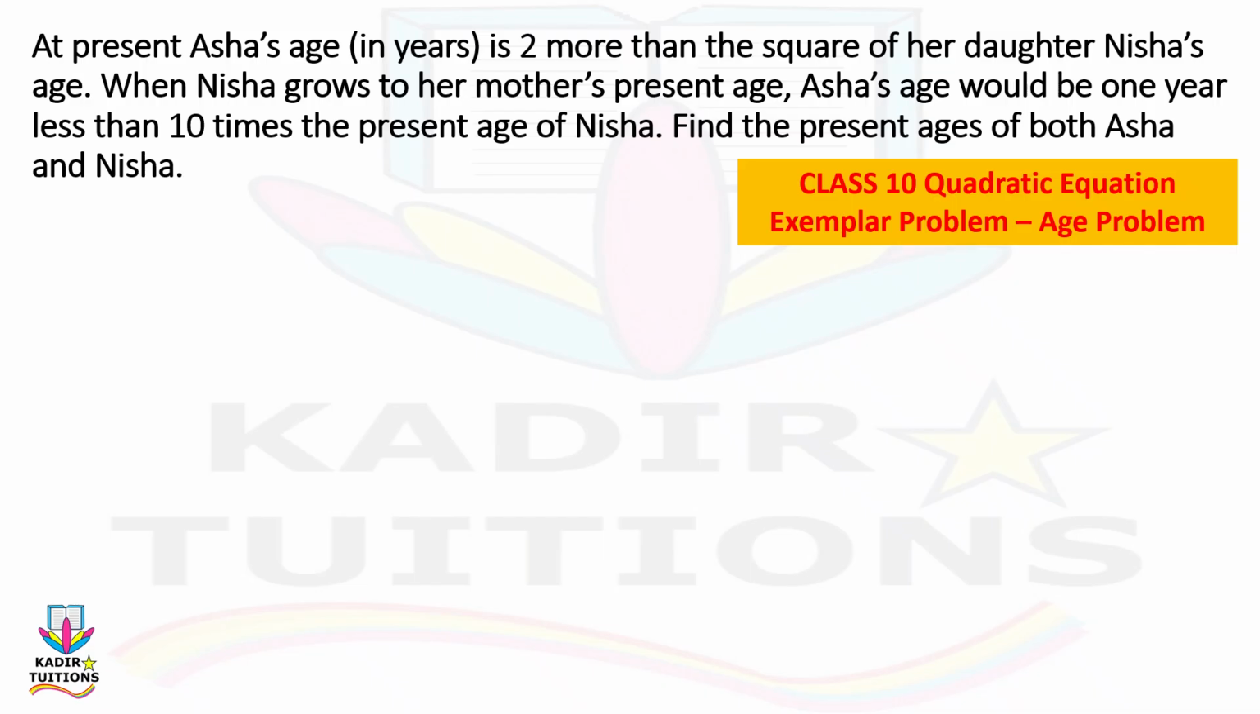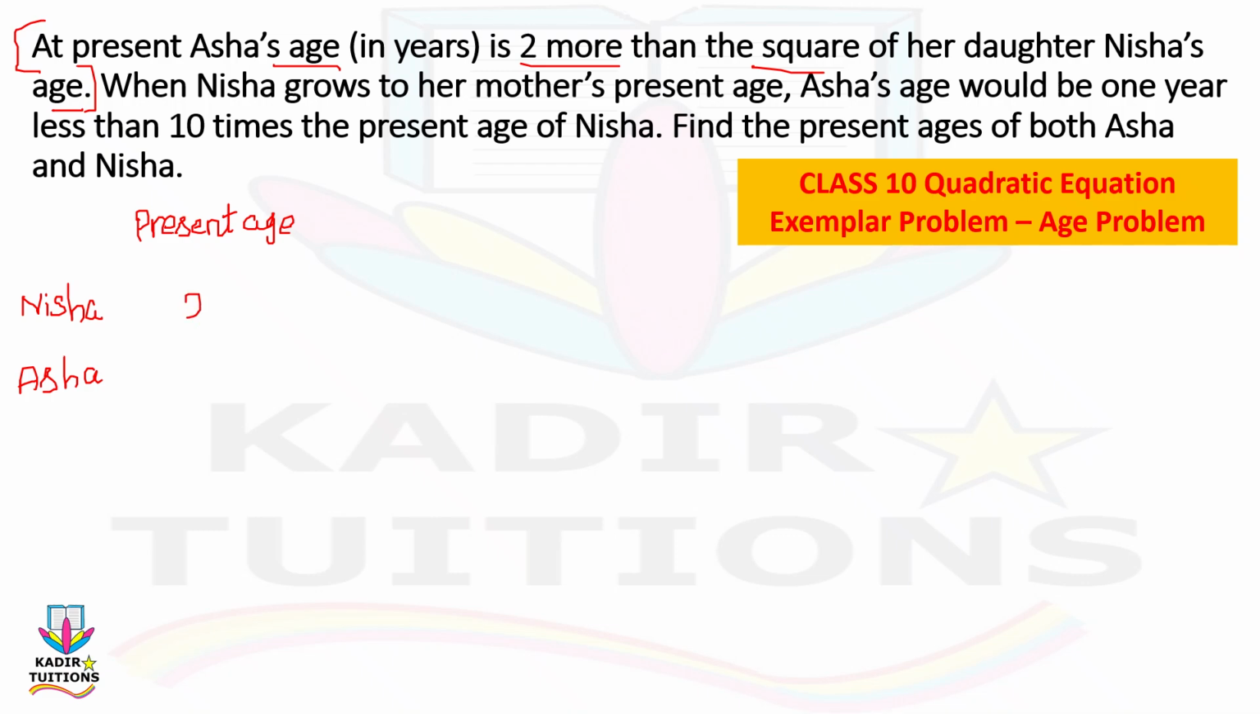At present, Asha's age is 2 more than the square of her daughter Nisha's age. This is our first statement. So here they are talking about two persons, one is Nisha and another one is Asha, and we are dealing with the present age in the first statement. Asha is 2 more than the square of her daughter Nisha's age.